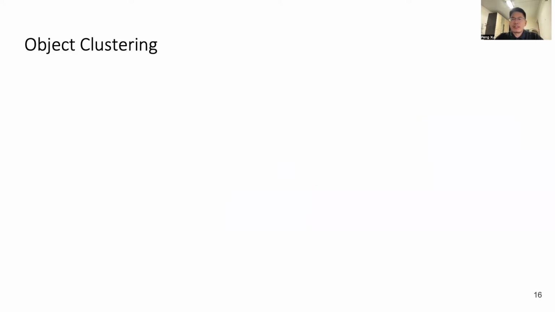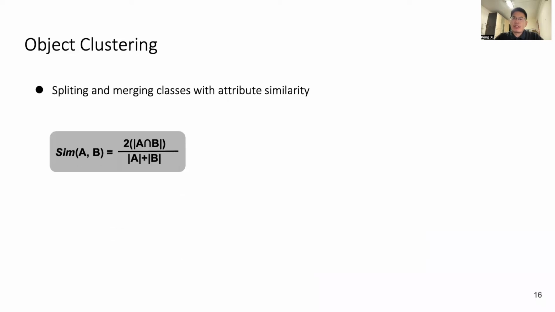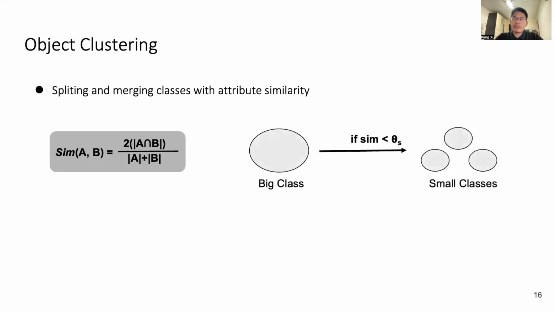However, in some corner cases, clustering objects by their name may not be correct. To get fine-grained object classes, we split and merge object classes with their attribute similarity. Specifically, we use this formula to calculate the similarity between object classes. If the similarity is less than a threshold value, we split a big class into several small ones. If the similarity is greater than a threshold value, we merge these small classes into a bigger one. Through these two steps, we finally get fine-grained object classes.